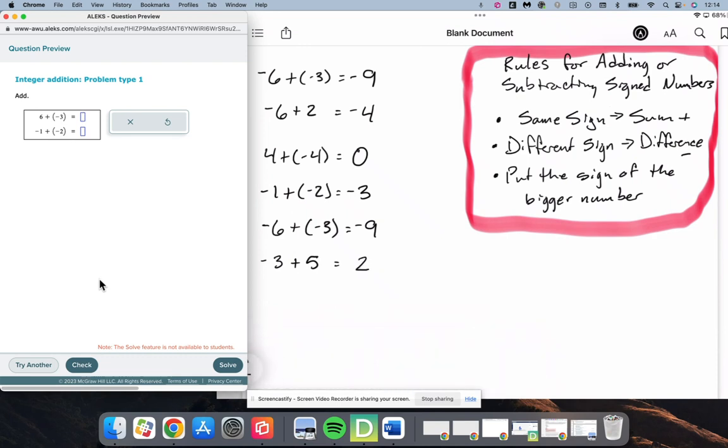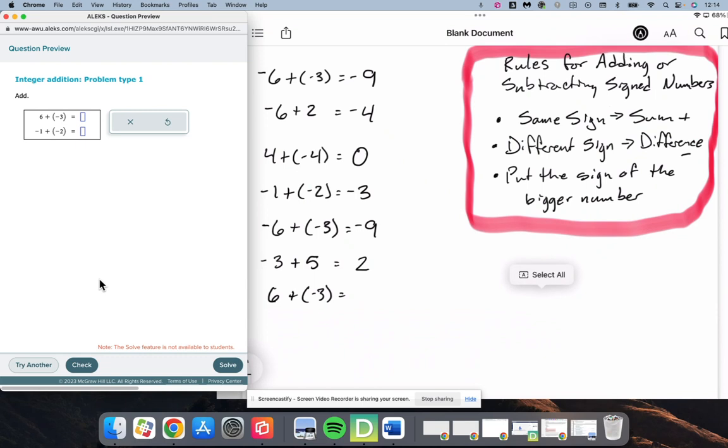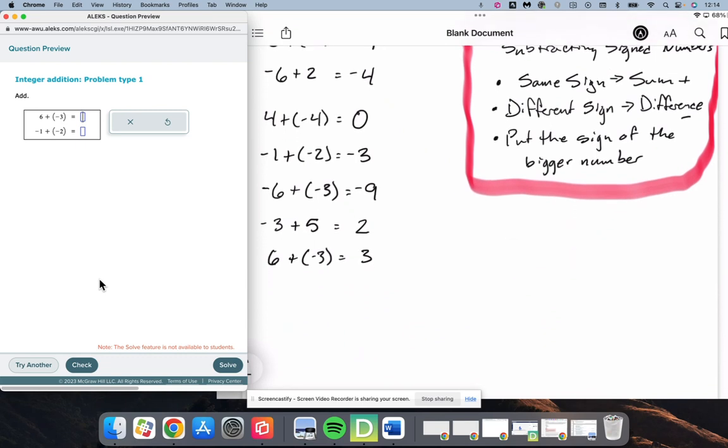A couple more. 6 plus -3. Signs are different. The 6 is positive, the 3 is negative. So we find the difference. The difference between 6 and 3 is 3. 6 is the bigger number. It's positive, so our answer is positive.